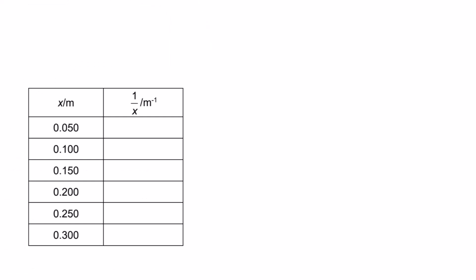Now, beautiful numbers are even more dangerous in the table. I'll show you why. So, x is measured using the meter rule. So, all these numbers here are written to the nearest 0.001 meter, to the nearest 1 mm. Now, you are going to calculate 1 over x. So 1 over 0.05 is 20, right? So you write down 20.